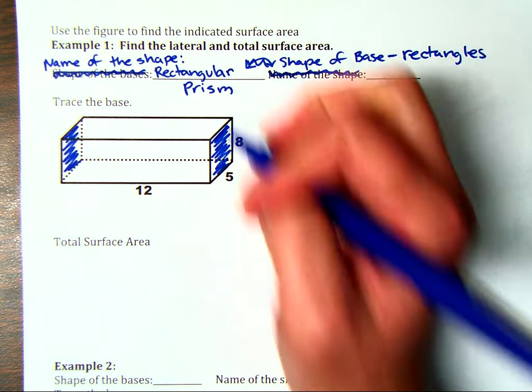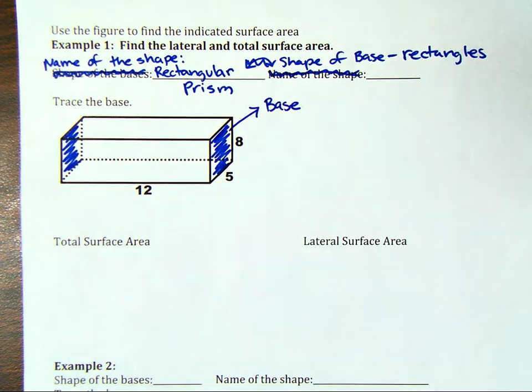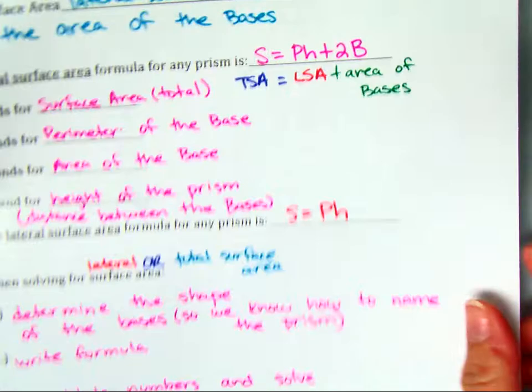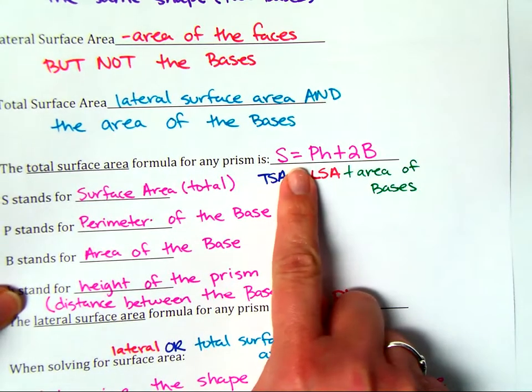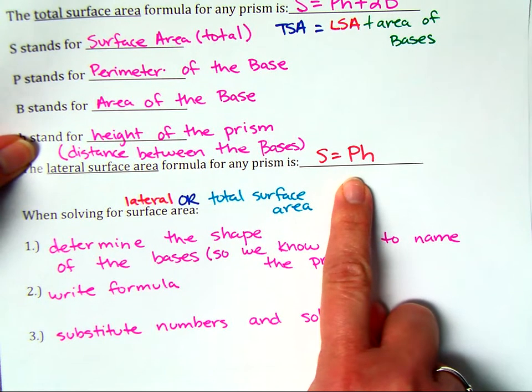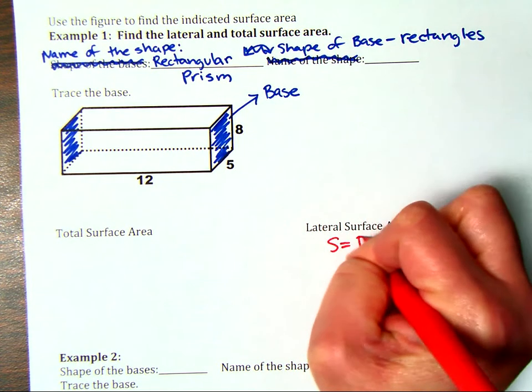If I said this was my base right here, and I'm going to use this blue color to help me out, I know I'm going to have to find the perimeter and the area of that base. Okay, so let's start with our formula. Back here, we have our total surface area and our lateral. I'm going to start with the lateral surface area first. So the lateral surface area is S equals PH.